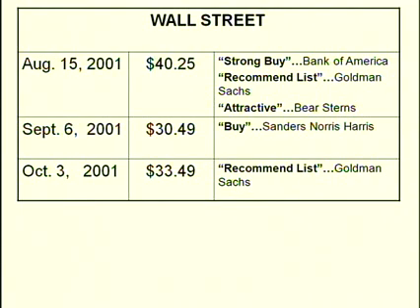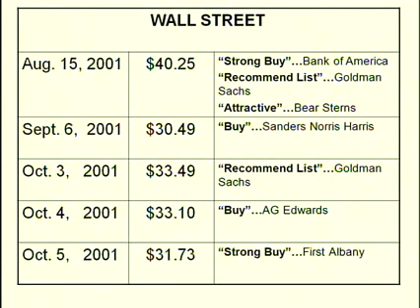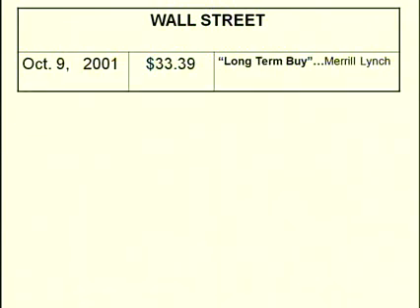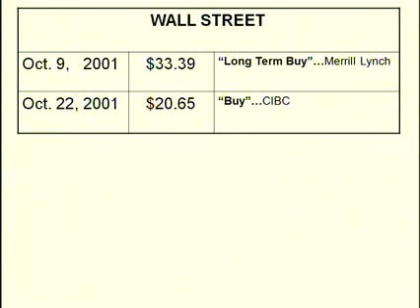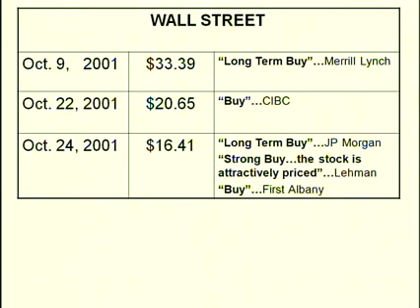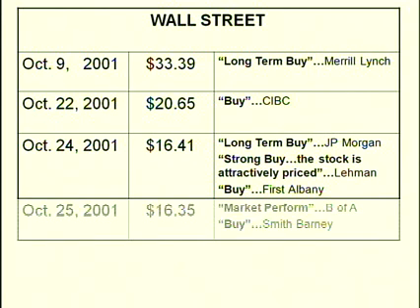We recommend it, said Goldman Sachs at 33. Better buy it, said A.G. Edwards. Strong buy, said First Albany. Long-term buy, said Merrill Lynch at $33 a share. Better buy it, said CIBC at $20 a share. This baby's on sale. Let's own it. Long-term buy, said J.P. Morgan. Strong buy. The stock is attractively priced, said the smartest people on the planet at Lehman Brothers. This helps explain what happened to Lehman Brothers, in case anybody's wondering. We better buy it, said First Albany.